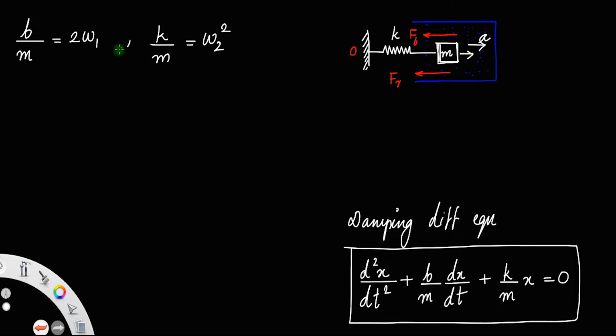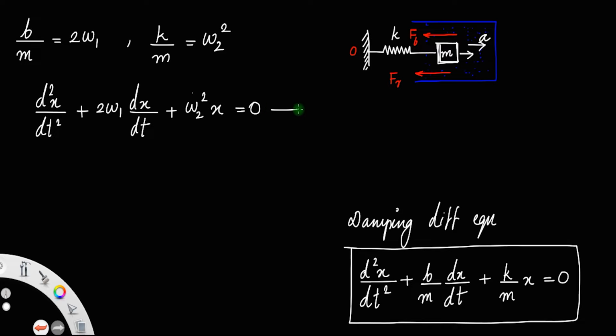If you plug in the values in here, you will get d square x by dt square plus 2 omega 1 dx by dt plus k by m, you can write that as omega 2 square x is equal to 0. Let's call that equation number 2.